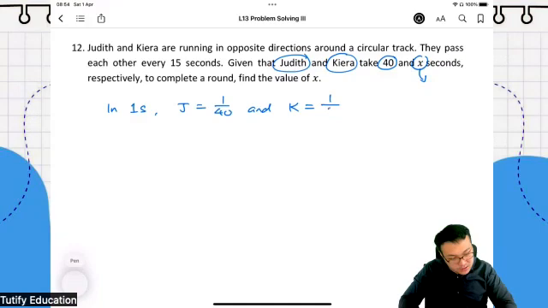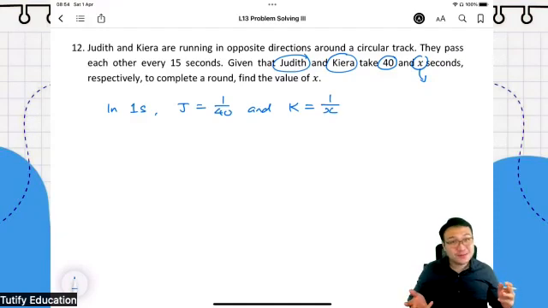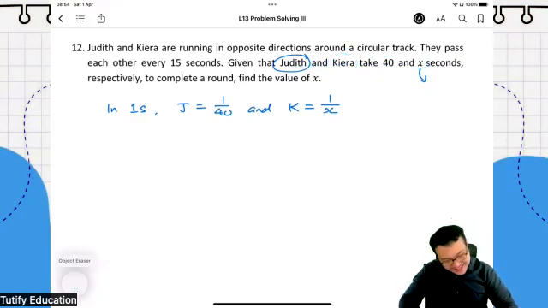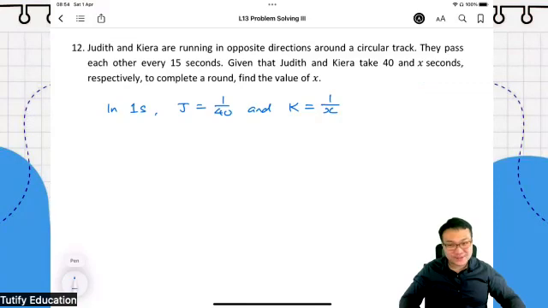Tell me what fraction does she travel? 1 over 25. 1 over X. X is a number. It's just that you don't know what number it is, but it's still a number. So it's 1 over X. Okay? So that is what we have gotten so far.